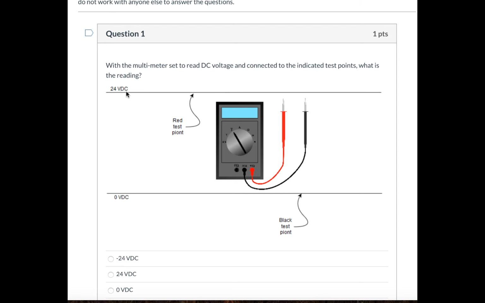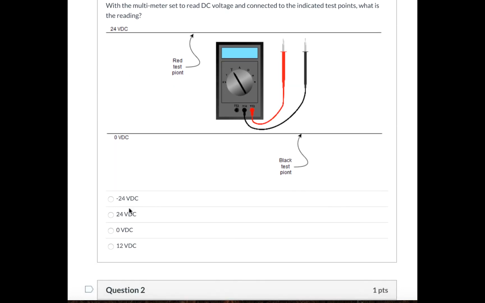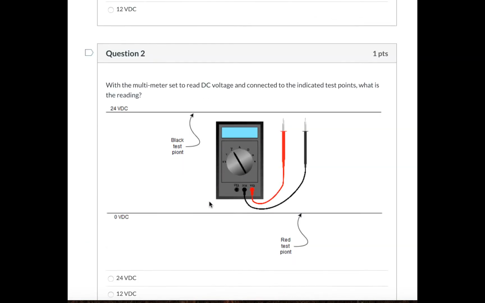So we have 24 volts up here, and we say that the red test point, this one, is connected to that 24 volts, and we have 0 volts down here, and the black is going to be connected to that. For multimeters, red is used to measure positive, and black is negative or ground or common. And so with that arrangement, we would see a reading of 24 volts. If we switched the leads, it would switch the sign, and it would be negative 24 volts. In this case, it's not negative, it is positive 24 volts.